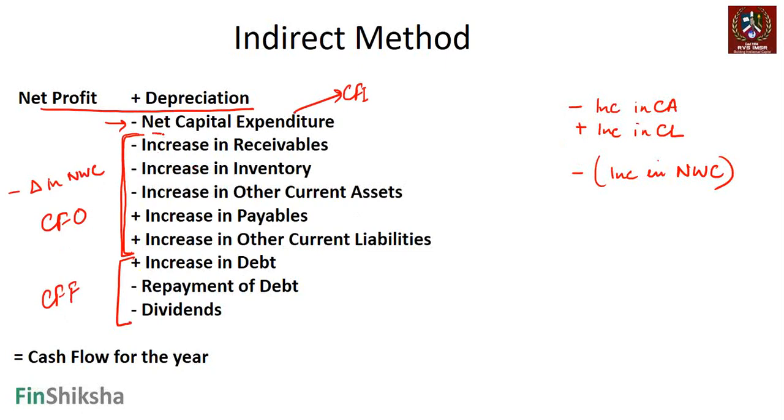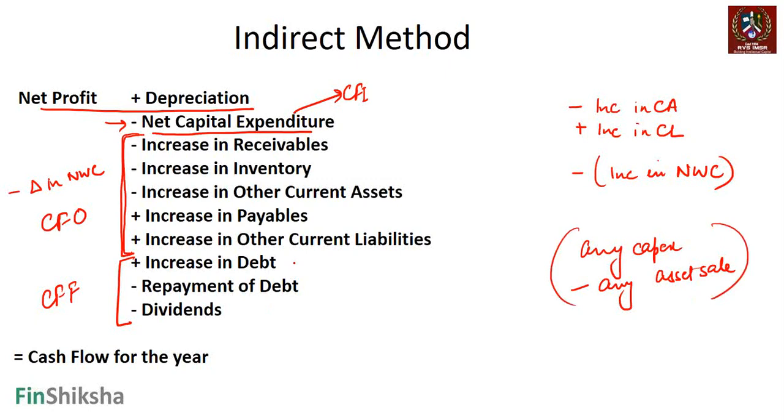What do we mean by net capital expenditure? Net capital expenditure will mean any capex minus any asset sale. Asset sale will raise money. Capital expenditure, which is buying of assets, is going to reduce your money. So this is your net number. Similarly, you can say increase in debt and repayment of debt as net debt raised, and then any dividends get paid out. That gives you cash flow for the year.